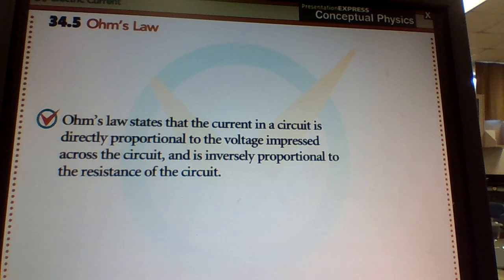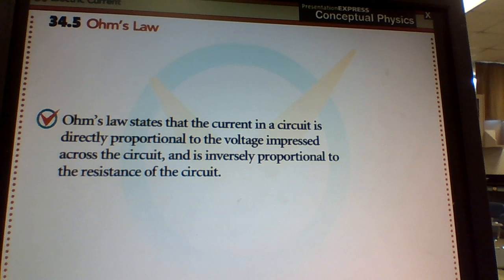But Ohm's law basically states that current in a circuit is directly proportional to the voltage impressed across the circuit and inversely proportional to the resistance of the circuit. What this boils down to is current we refer to as I, voltage we refer to as V, and resistance we refer to as R. So I, current, is equal to V, voltage, divided by R, resistance.